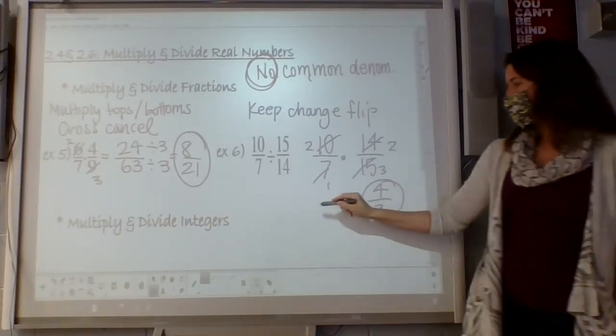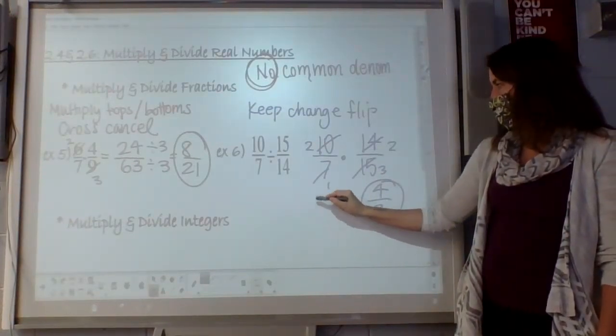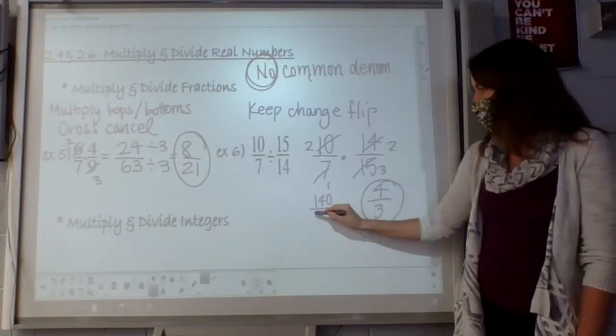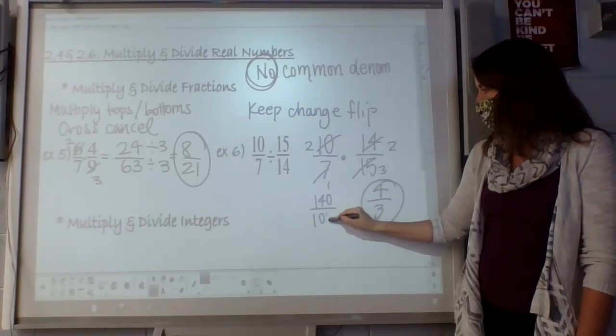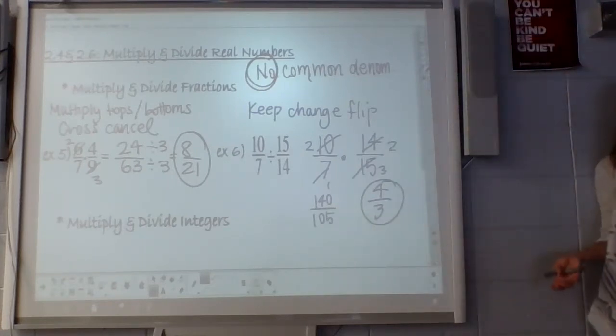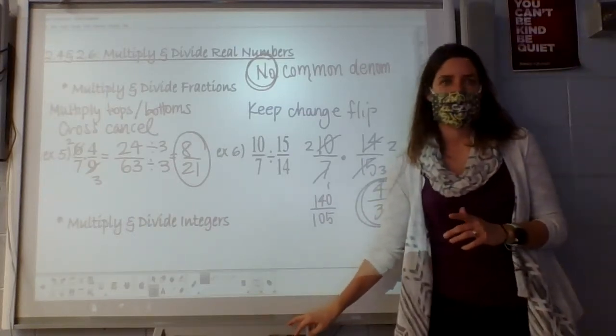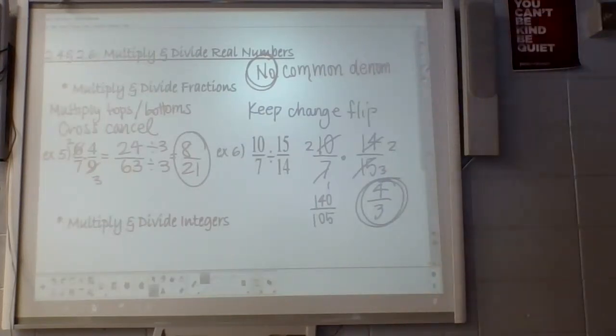Otherwise, you would have had 140 over, I don't know, what is that, 105? And then to simplify that would be kind of a big pain. You'd have to do a whole bunch of simplifying. So cross-canceling is a great idea to simplify early on.